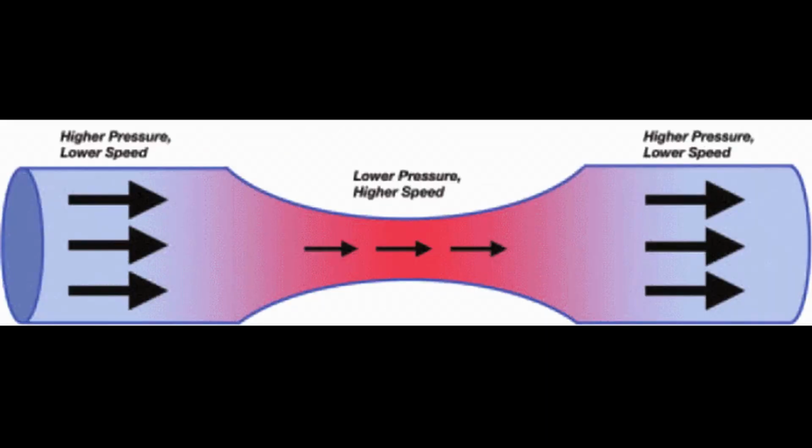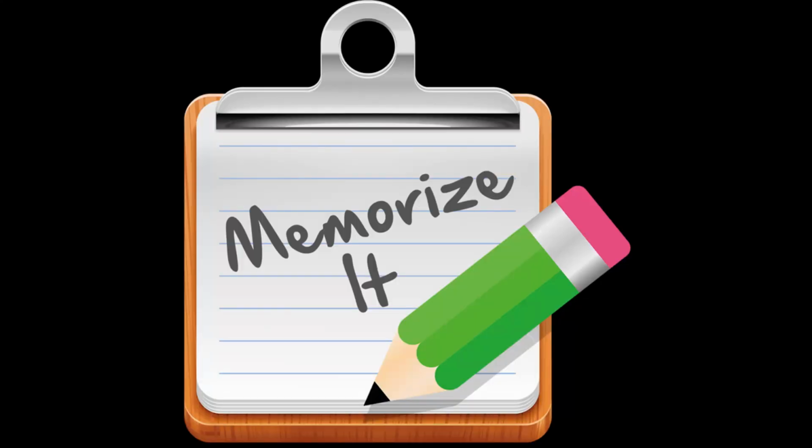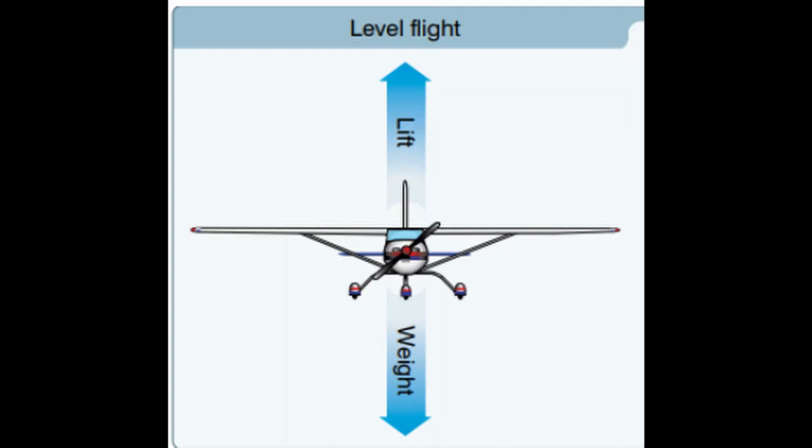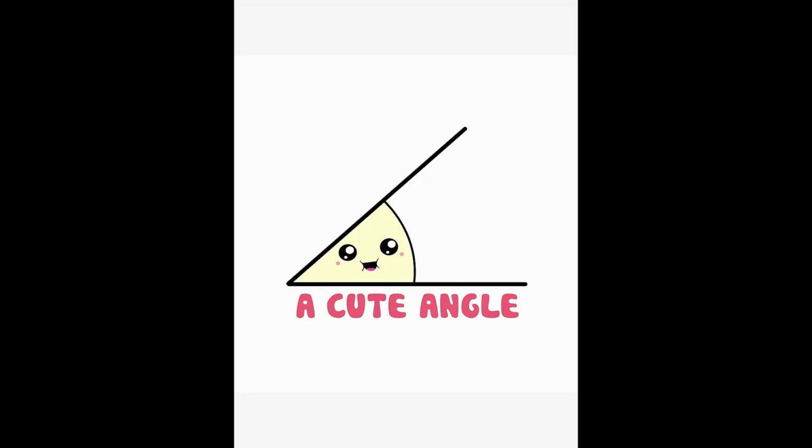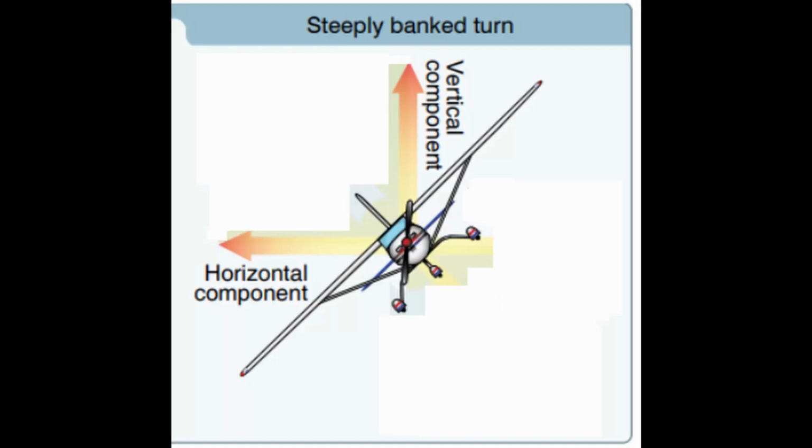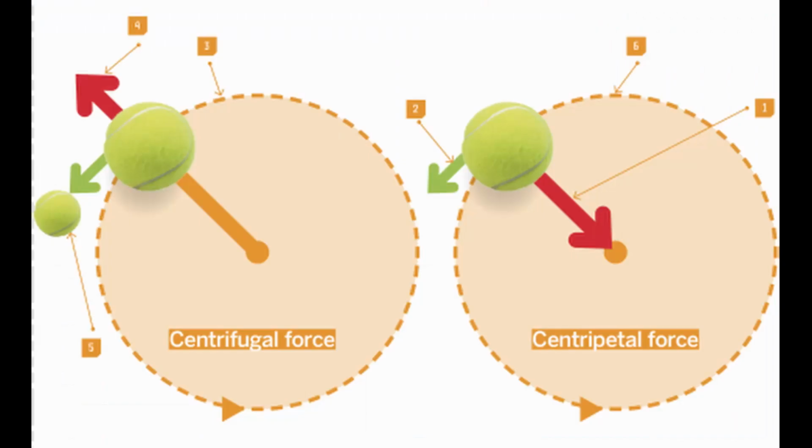And there are 2 main principles of lift, Newton's third law and Bernoulli's principle. You should have these both memorized. In level flight, lift directly opposes weight, but in a turn, lift acts at an angle. Because of this, we can divide lift into a horizontal component and a vertical component. Centrifugal force also comes into play during a turn.